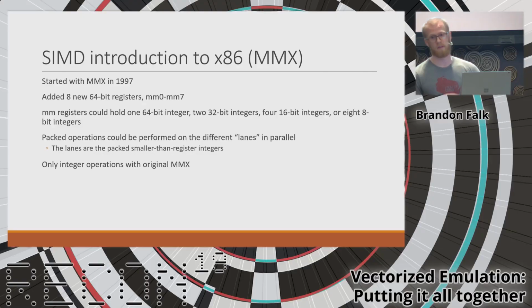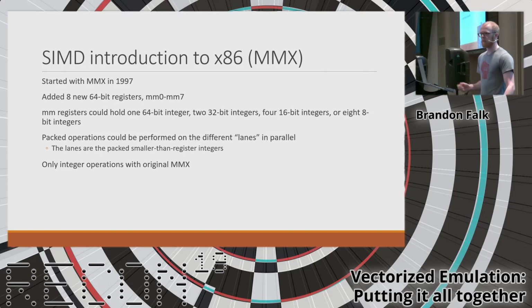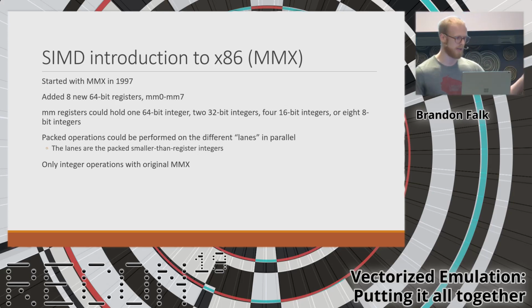Specifically on x86, SIMD came with MMX, which is technically an undefined acronym, but Intel likes undefined behavior. Back in 1997, when everything was 32-bit, they introduced 8 new 64-bit registers that you could split up into subcomponents: one 64-bit register, 2 32-bit, 4 16-bit, or 8 8-bit. Then you can perform operations on these different components of the vector register in one instruction and perform on them all separately.